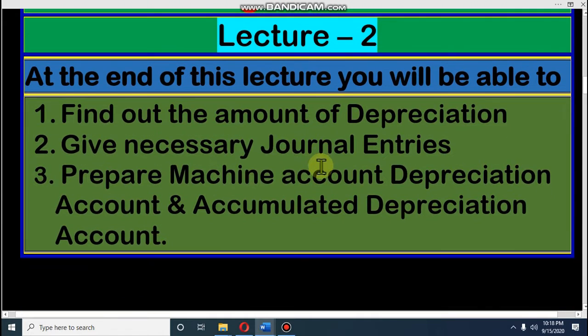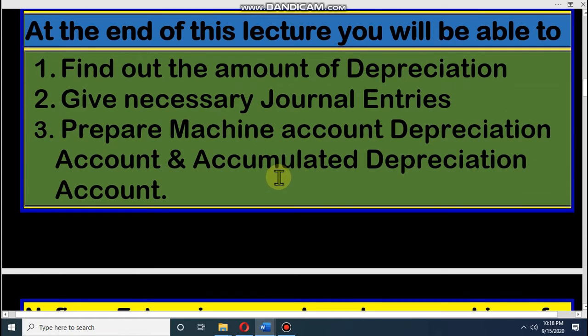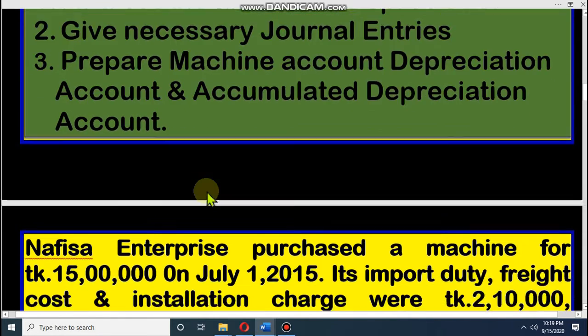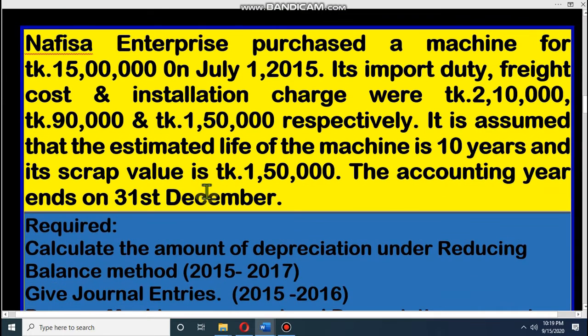Dear student, after this lecture, you will be able to find the amount of depreciation. You can give the necessary journal entries. You can prepare the machine account, depreciation account, and accumulated depreciation account. Dear student, let's take a practical problem.